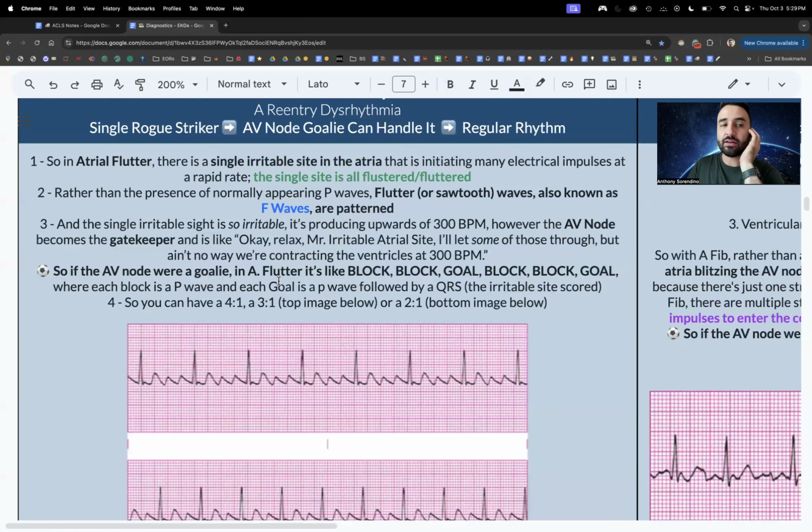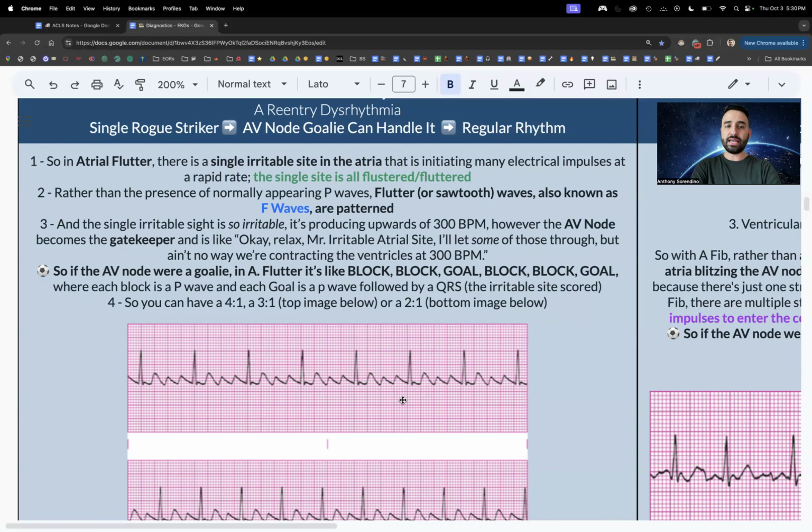It's like the AV node is kind of like a goalie here. I'll just read this. In atrial flutter, there's a single irritable site in the atria that is initiating many electrical impulses at a rapid rate. So the single site is flustered, or fluttered. Rather than the presence of normally appearing P waves, flutter or sawtooth waves, also known as F waves, are present. And the single irritable site is so irritable, it's producing upwards of 300 beats per minute. If you can imagine each one of these P waves giving a QRS, that's pretty fast.